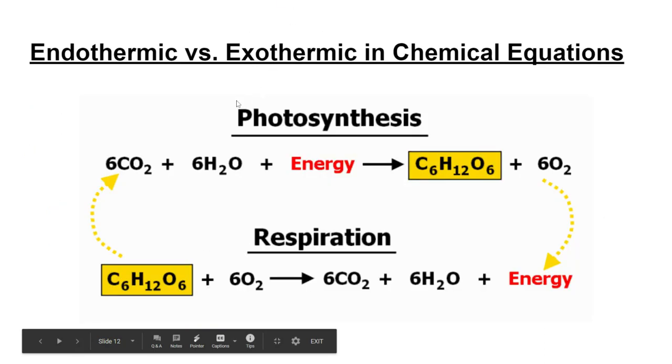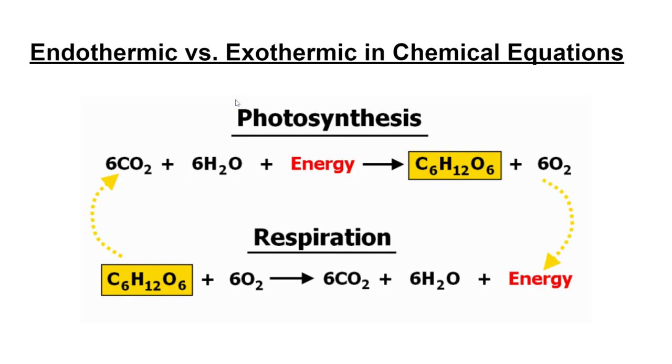So let me discuss the exothermic and the endothermic process in the two most common reactions that we see in nature, photosynthesis and respiration. In photosynthesis, carbon dioxide is reacting with water and energy is getting absorbed from the sun, giving you the glucose molecule C6H12O6 and oxygen. Now, the energy has been written on the left-hand side with the reactants and it is an endothermic process.